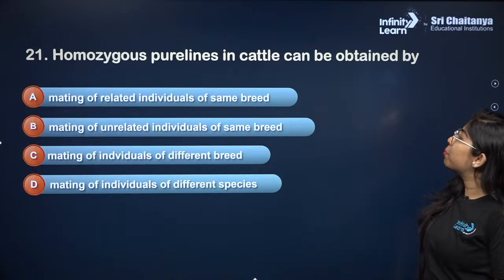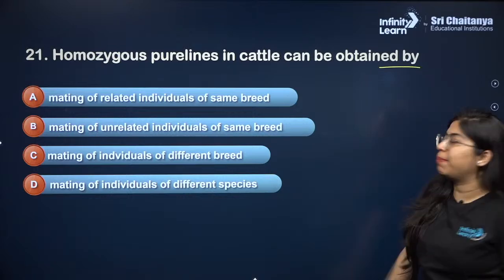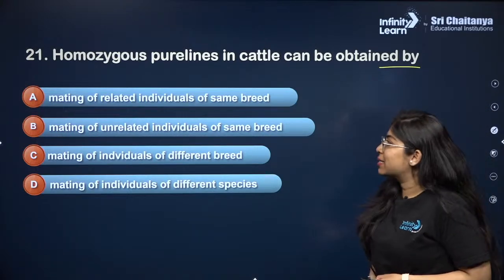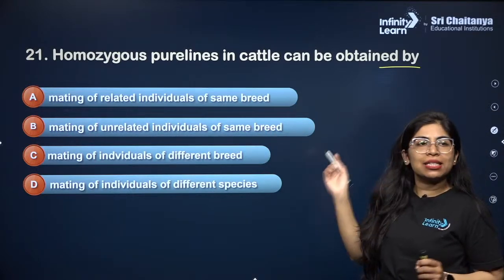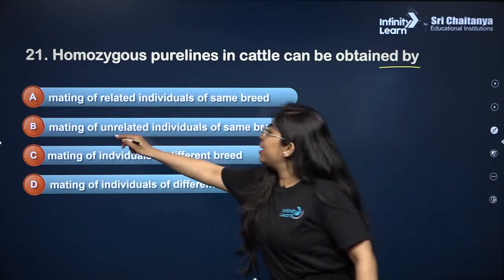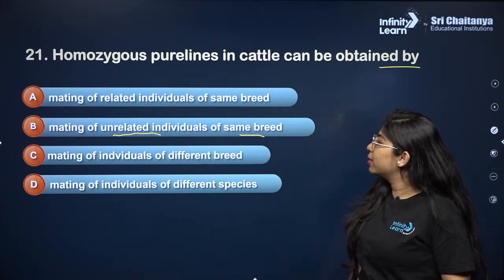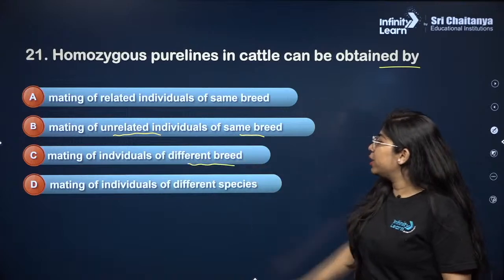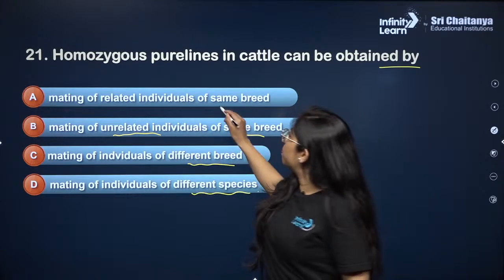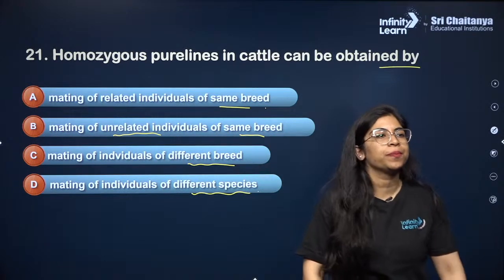Next, homozygous pure lines in cattle can be obtained by. How can I make pure lines? Mating related individuals, same breed. Unrelated individuals, same breed. Individuals of different breed, individuals of different species. What do you think is the answer?